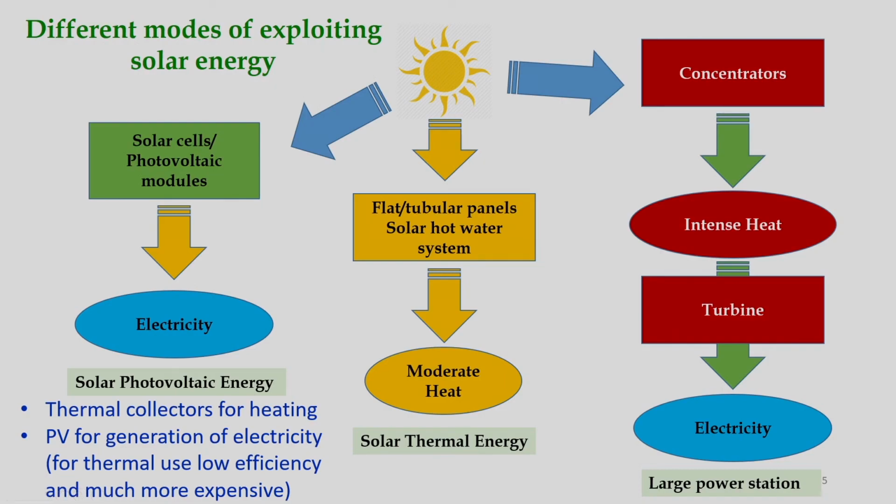From these slides it can be seen that only thermal collectors can be used for solar heating applications. We cannot use photovoltaic energy, which is high grade energy, for heating applications. This is very important. Why? Because thermal energy is a low grade energy, and if we use electrical energy for heating applications, we are actually not doing justice. That conversion is very expensive.